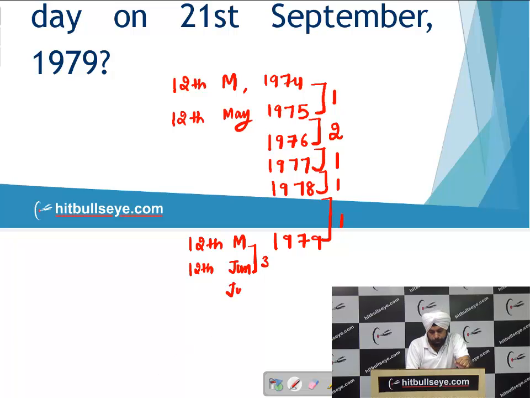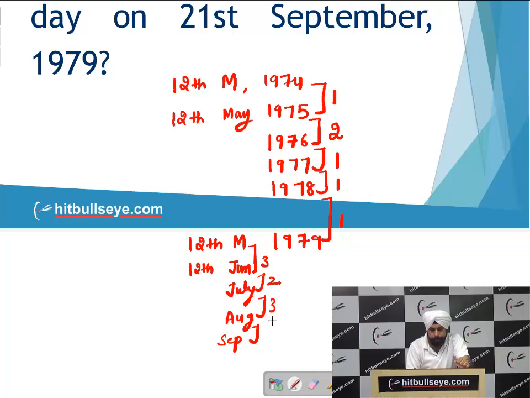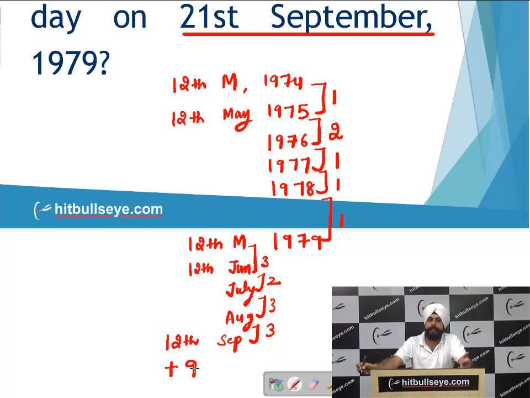Now move from June to July, 2 odd days, July to August, 3 odd days, August to September, we have again 3 odd days, students, and we reach on 12th of September. But the question talks about 21st of September. So after 12th of September, how many September days more are left, students? So there are 9 more September days.